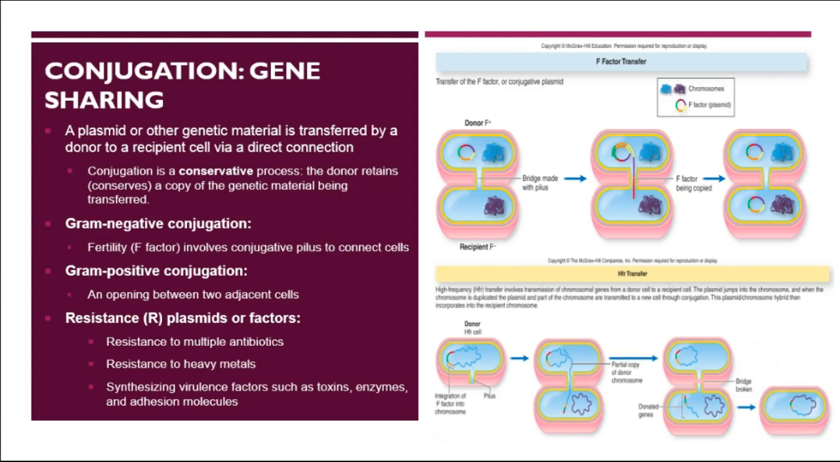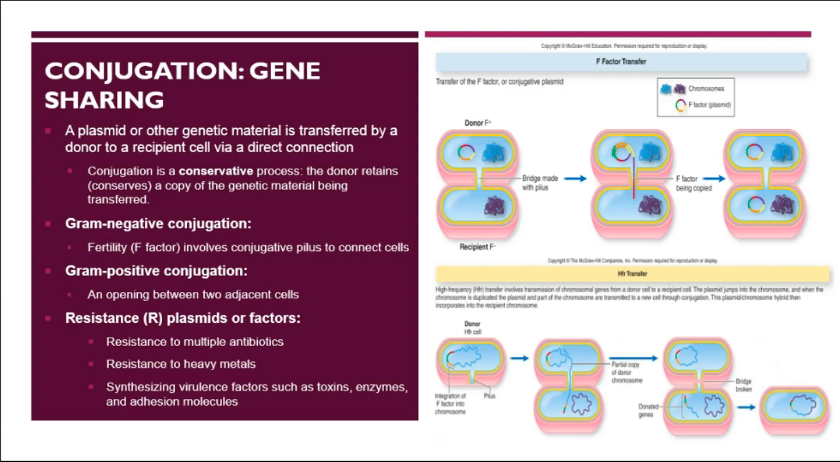There are 3 types of horizontal gene transfer in bacteria that we're going to talk about. And the first is conjugation. And we refer to this kind of as gene sharing. A plasmid, or sometimes some other genetic material in the cell, is transferred to another cell via a direct connection. So the 2 cells are connected. Typically this happens with a pilus.